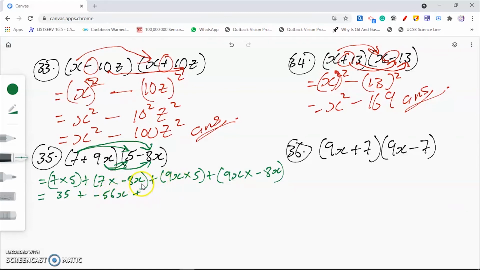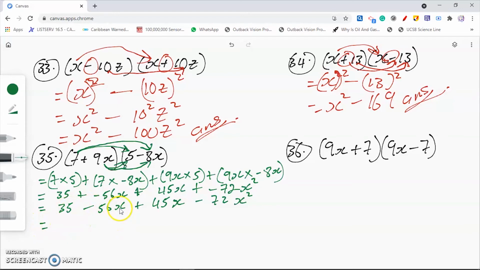Plus 9x times 5, that is 45x, because 9 fives are 45 and I bring down the x. Plus 9x times negative 8x. 9 times 8 is 72, so positive 9 times negative 8 would be negative 72, and x times x is x squared. So negative 72x squared. We would get 35 minus 56x plus 45x minus 72x squared.